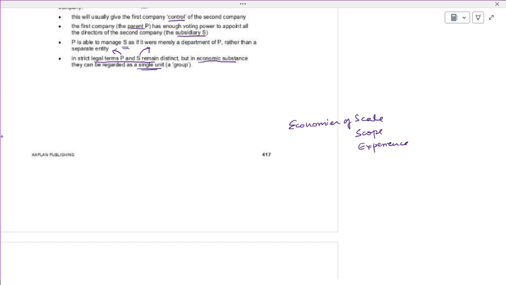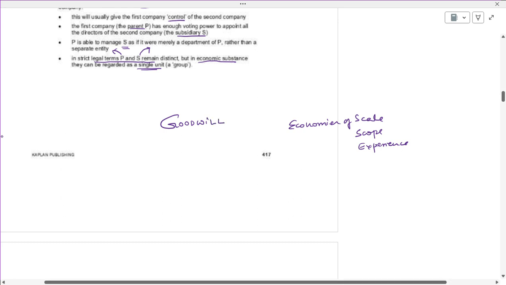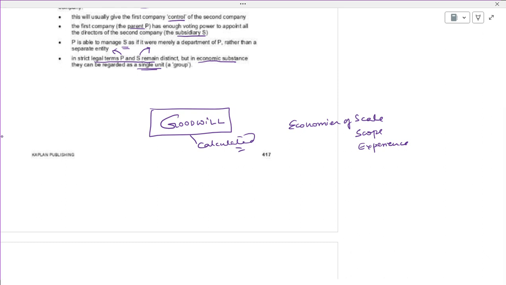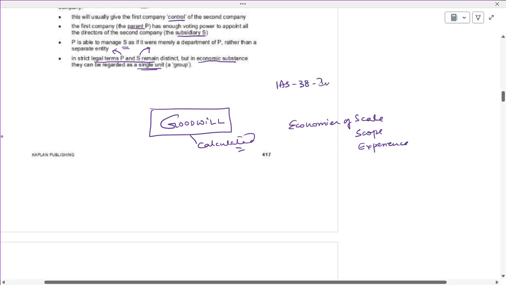The additional amount which they are going to pay is going to be called goodwill, and it will be calculated. Now we have heard about goodwill, but what is goodwill in ultimate terms? Goodwill is nothing but the amount we are going to pay over a period of time whenever there is an acquisition. In IAS 38, intangible assets.